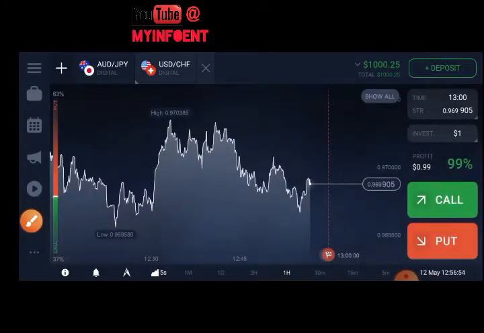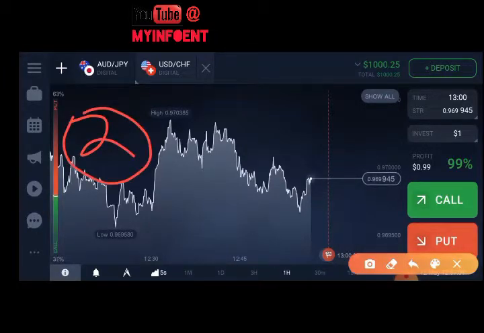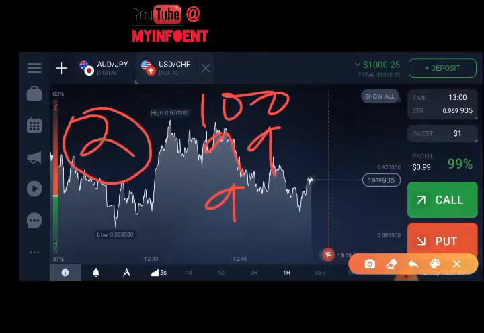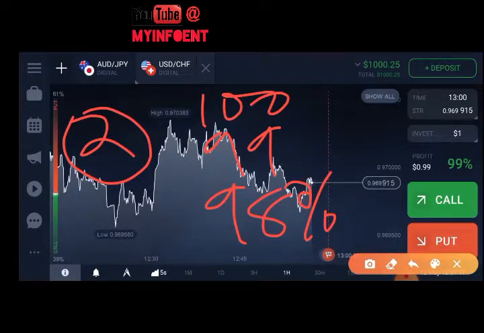So the second thing you should take note of is trade 100, 99, 98% profit ratio. Sorry, profit reward. Do you understand? Only trade 100, 99 and 98% profit reward.